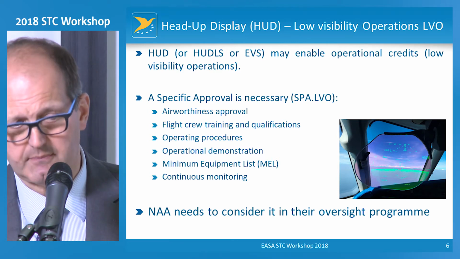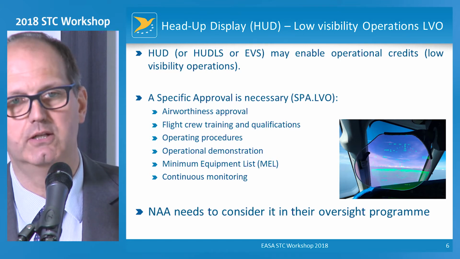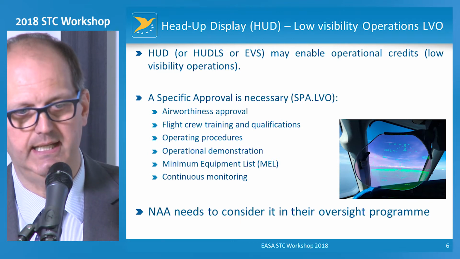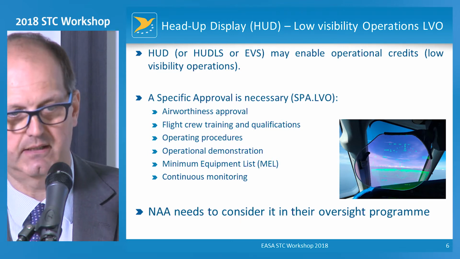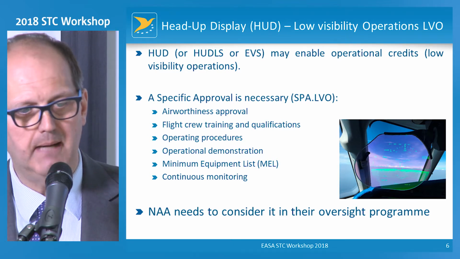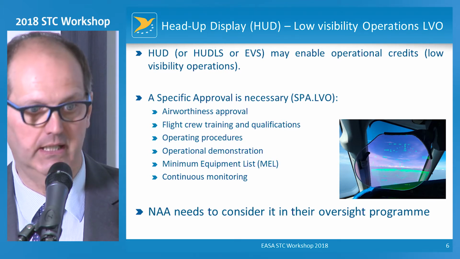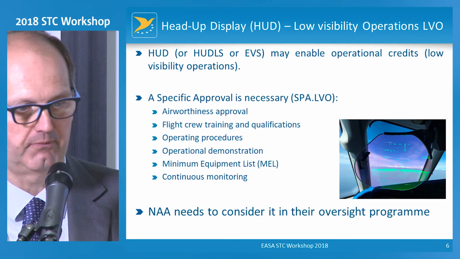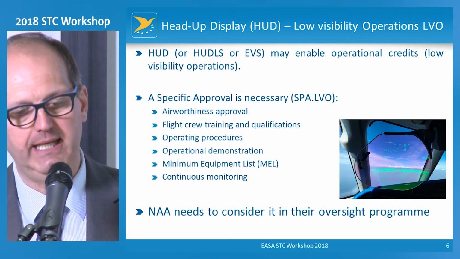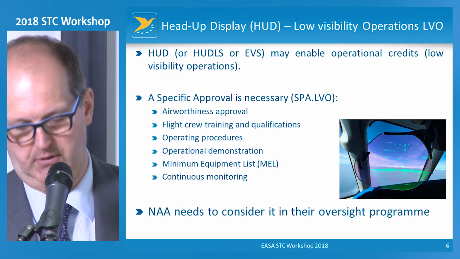And as preconditions, there are a number of steps that need to be gone through. Airworthiness approval, training and qualification of the crew, the procedure to use it, operational demonstration, update of MEL, and continuous monitoring of the equipment in terms of reliability. So all these elements normally need to be considered by the authority in its oversight program.